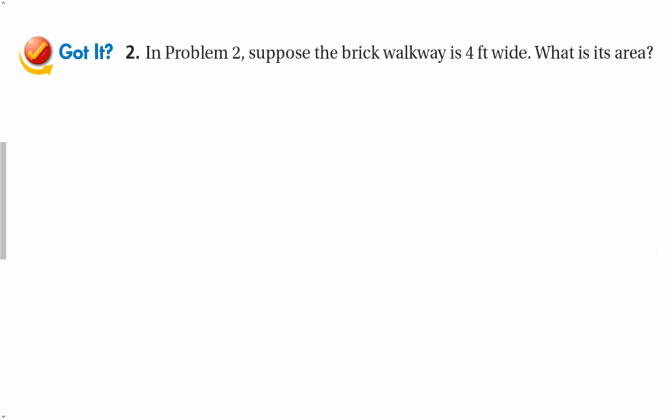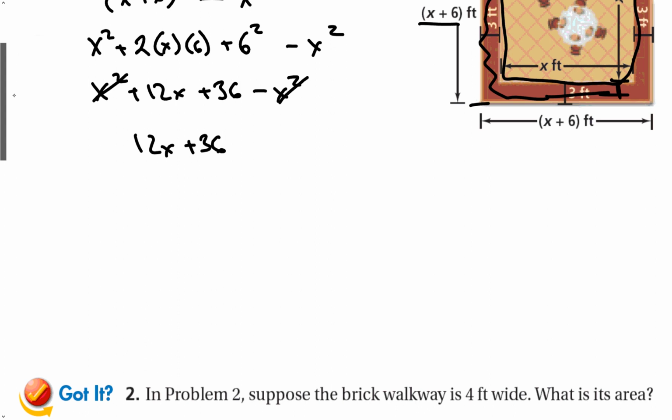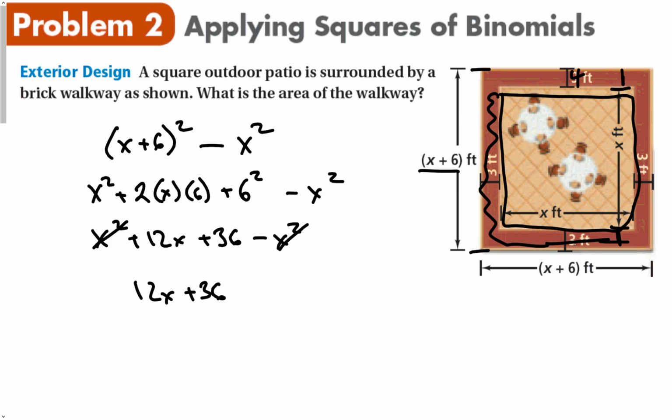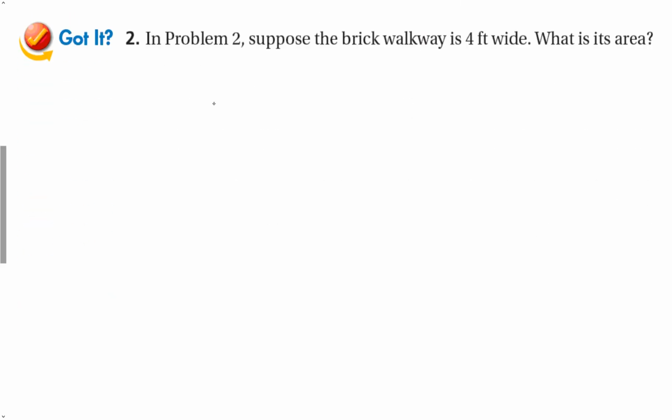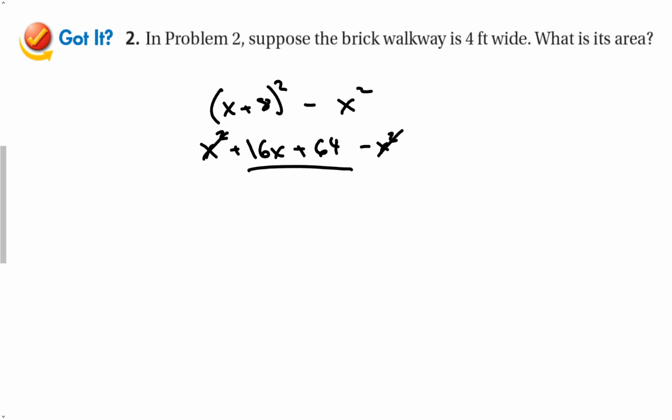In problem 2, suppose the brick walkway is 4 feet wide. Okay, so then if this was 4 feet, now the distance for this length right there would be x plus 4 at the top and 4 at the bottom. So then it would be x plus 8 squared minus x squared for my area, which would be x squared plus, let's do this all in one shot here, 2 times x times 8, 16x plus 64 minus that x squared to give me 16x plus 64.